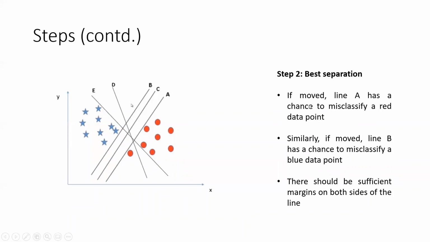If you just look at the first point here, if moved, line A has a chance to misclassify a red colored data point. What do I mean by that? This is line A, right? Now this particular point, for example, is very, very close to this hyperplane. So if this line is slightly moved towards the right, then the chance of misclassifying these 2 data points increases.